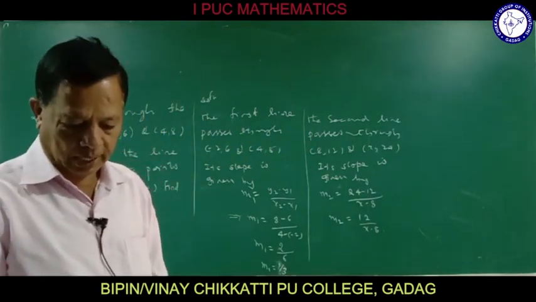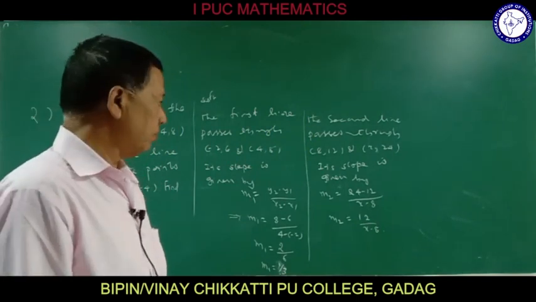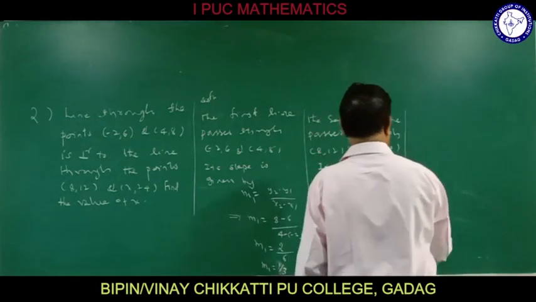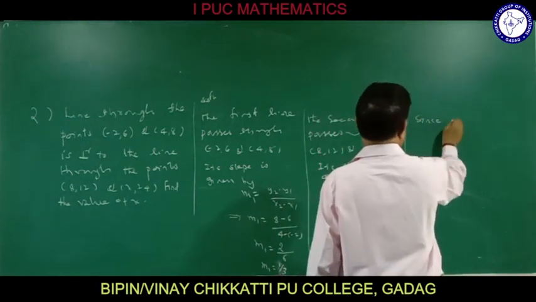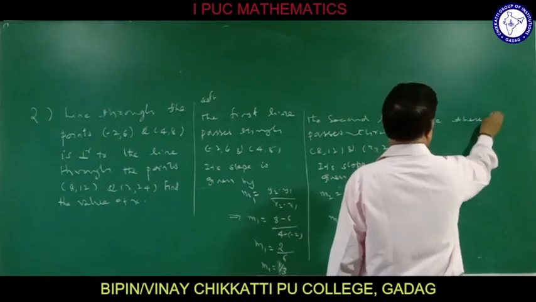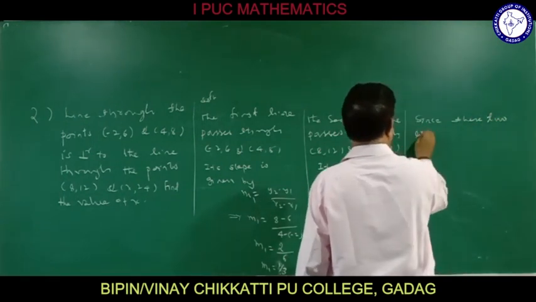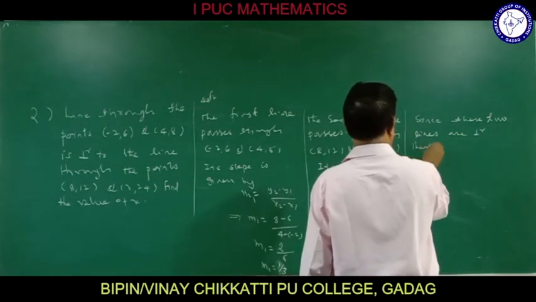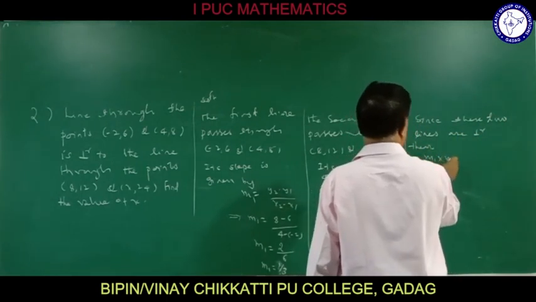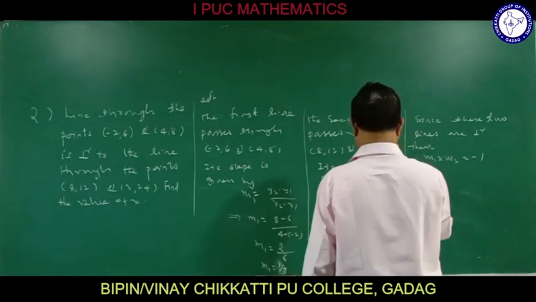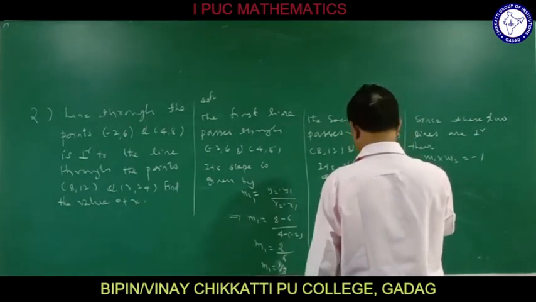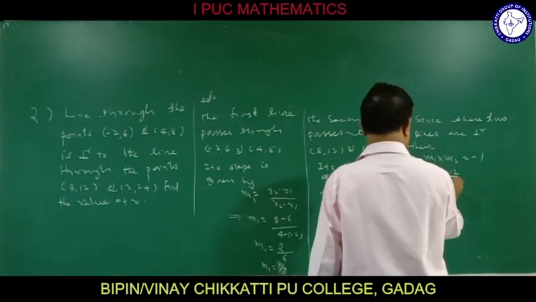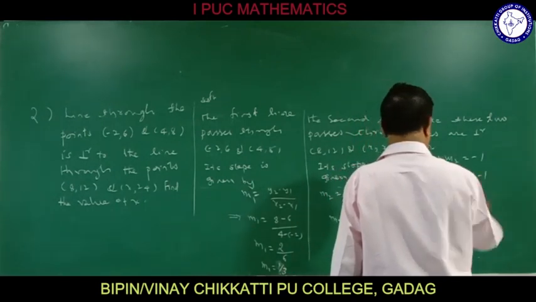Now you have to find out the value of x. The condition is given that since these two lines are perpendicular, then m1 into m2 is equal to minus 1. What is the m1? 1 by 3 into 12 divided by x minus 8 is equal to minus 1.